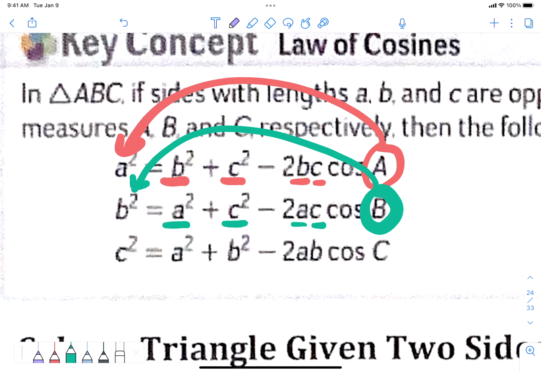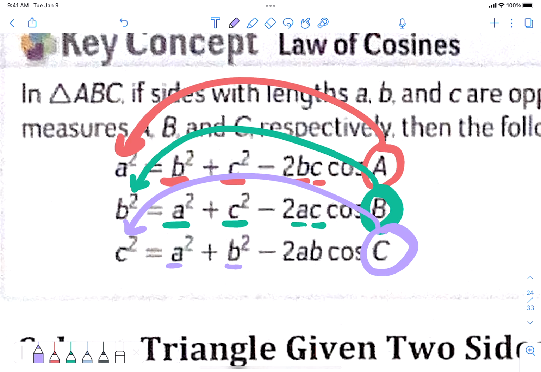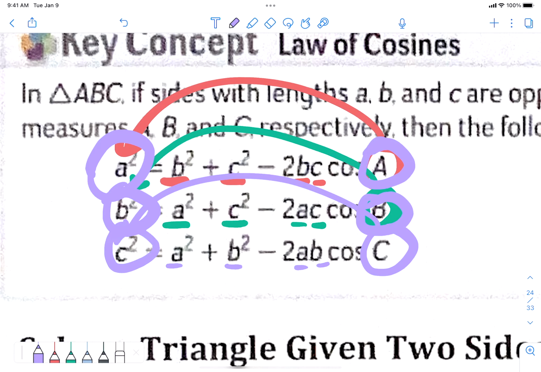If I'm solving for C, capital C, or I'm given capital C, lowercase c is on the opposite side of the equal sign. And then I have the other two sides, A and B, right? So all of these formulas mean exactly the same thing. You can use it for whichever angle you're given: angle A, angle B, angle C. It doesn't matter what the name of it is, just as long as these two are opposites from each other. A squared and capital A are across from each other. B squared and capital B are across from each other. C squared and capital C are across from each other. That's all that matters, okay?